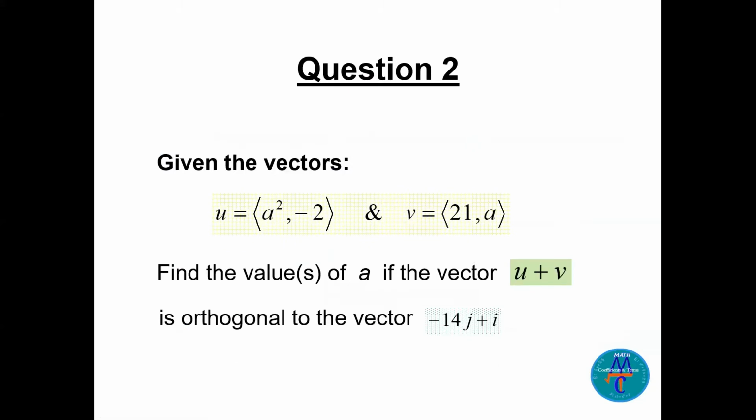Question number 2 is about vectors. Given the vectors u and v, u is (a squared, minus 2) and v is (21, a). Find the value or values of a if the vector u plus v, so you have to add the vectors here, this u plus v is orthogonal to the vector minus 14j plus i.